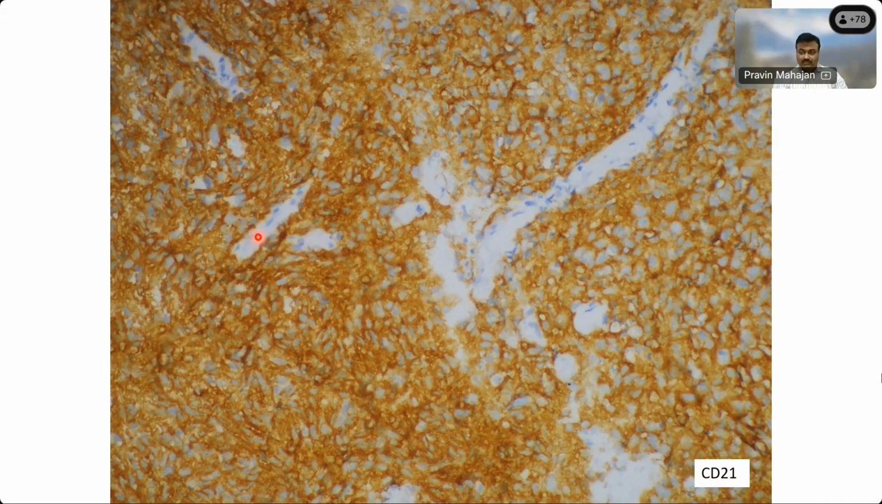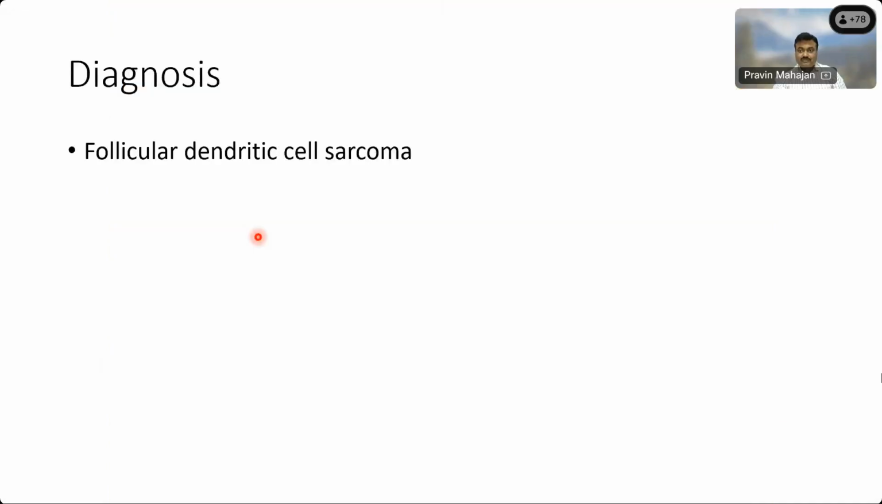So what is the diagnosis then? Follicular dendritic cell sarcoma. Okay. So not only carcinoma shows spindle cell morphology, not only mesothelioma, not only melanoma, and the spindle cell tumors of the soft tissue, but even the dendritic cells can also show this spindle cell morphology.